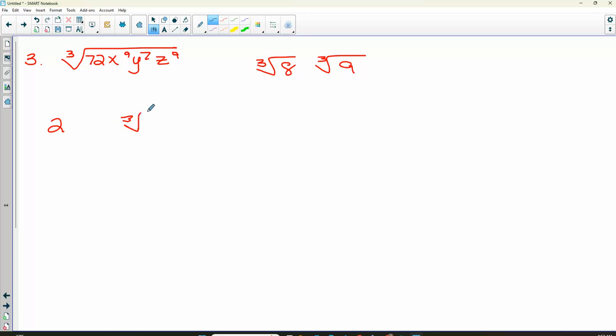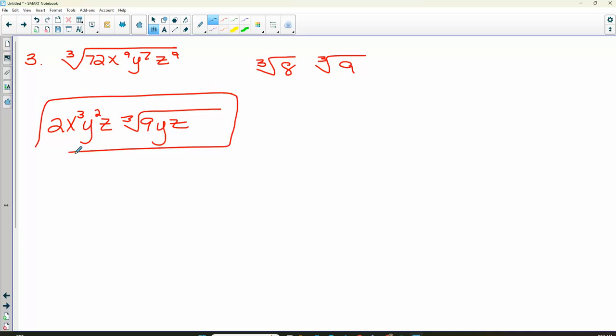The 9 stays under. Okay, if I have 9 x's, how many groups of 3 can we make? 3. Are there any leftovers? No. All right, if I have 7 y's, how many groups of 3? 2. How many are left over? 1. So 1 stays underneath. If I have 4 z's, how many groups of 3? How many left over? 1. So it's 2x cubed y squared z times the cube root of 9y.